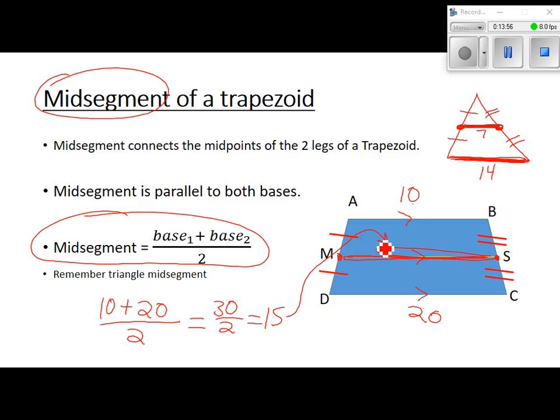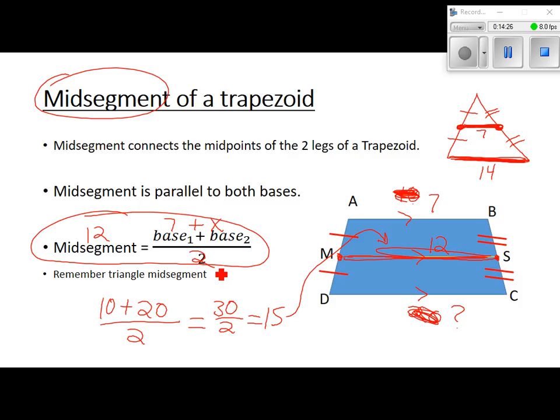Now, if you sort of use that formula backwards, let's say we know that this top one is 7, the mid-segment is 12, and we're looking for this other side over here. You can use your brain and just think it through, or you could actually use the formula and plug in 12 for the mid-segment, 7 for one of the bases, x for the other base, divide that by 2, and solve that formula.